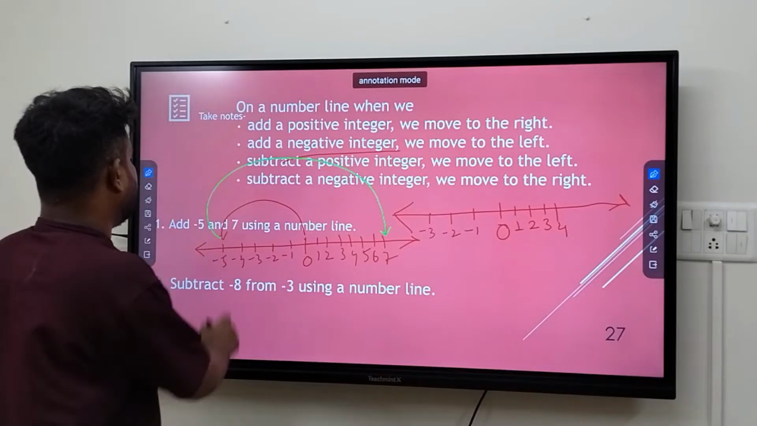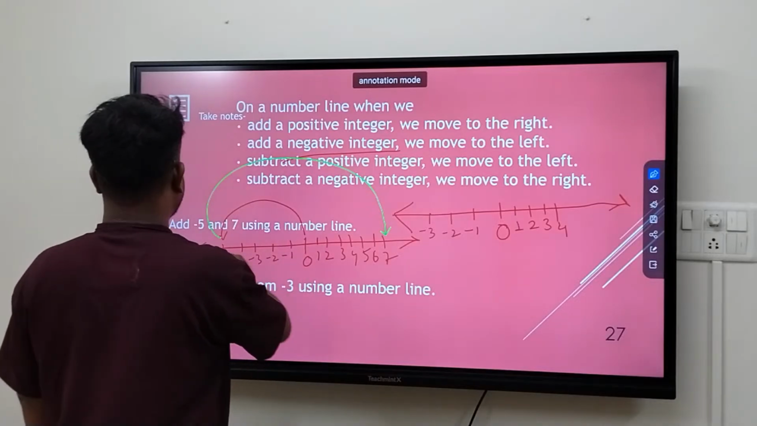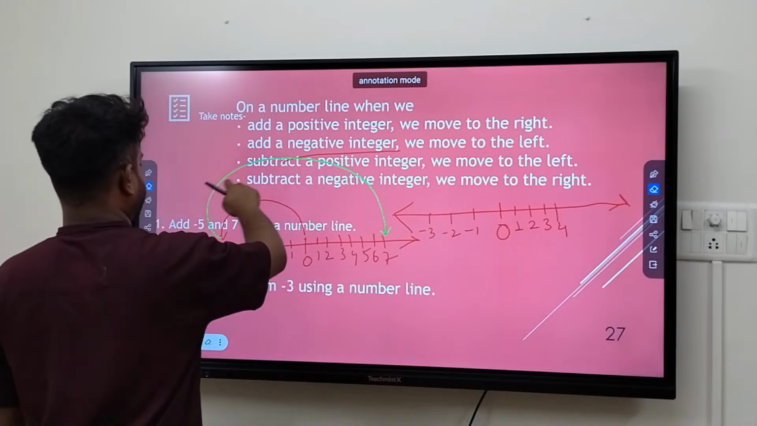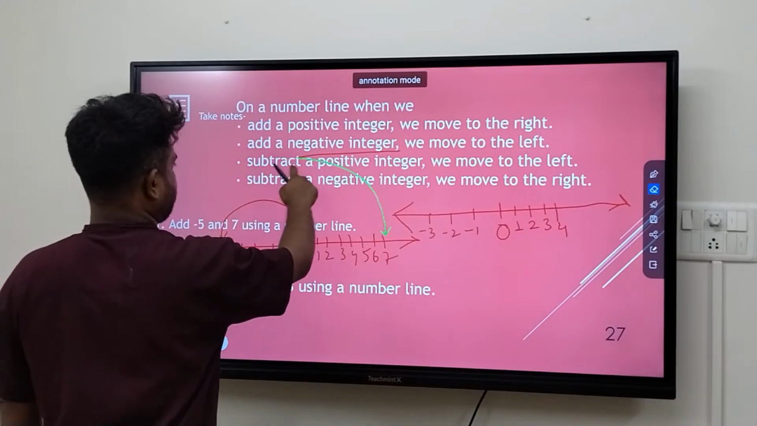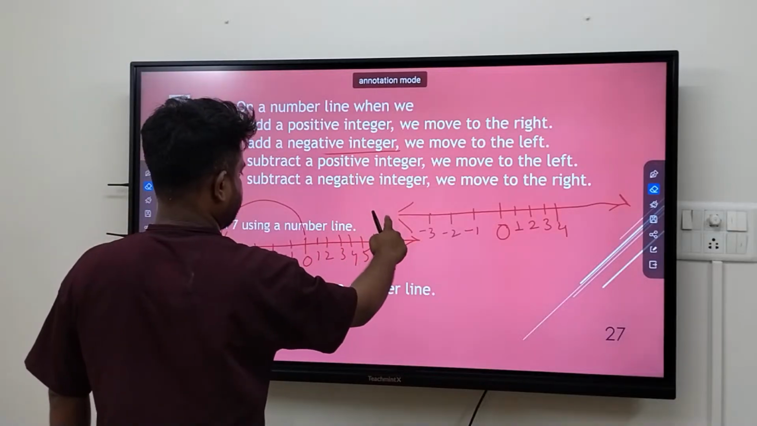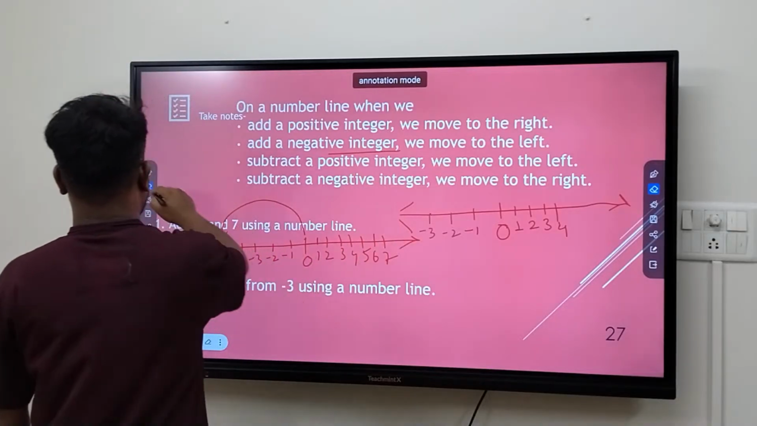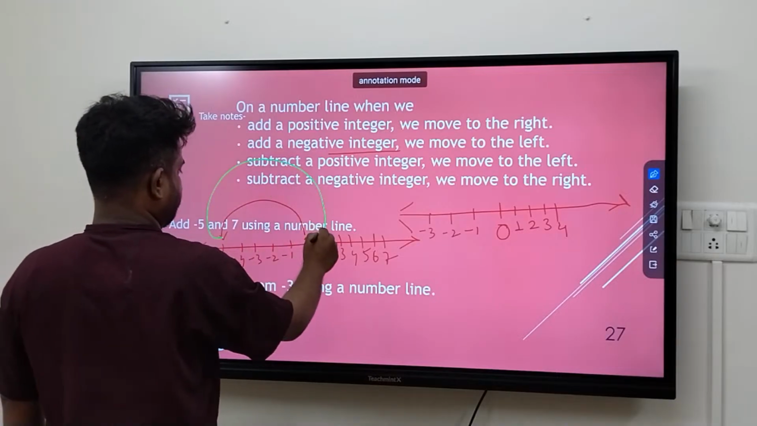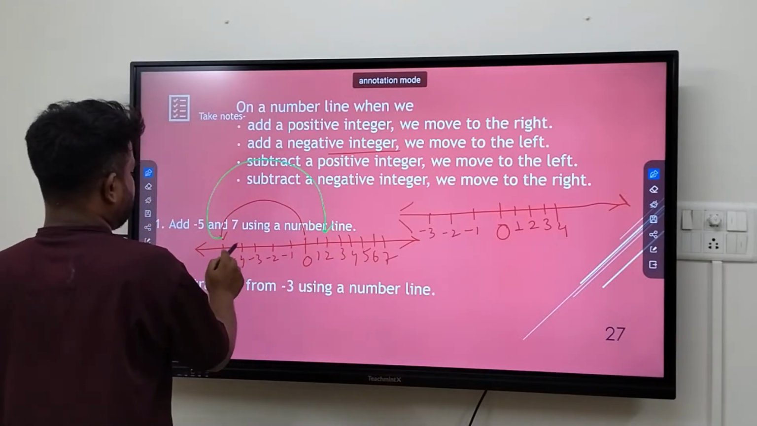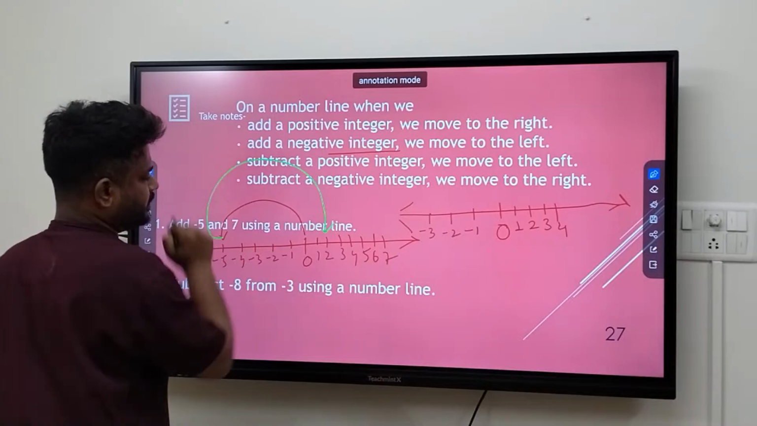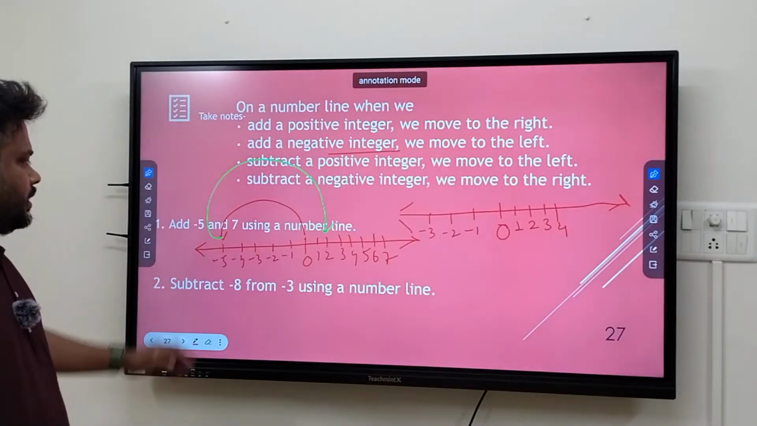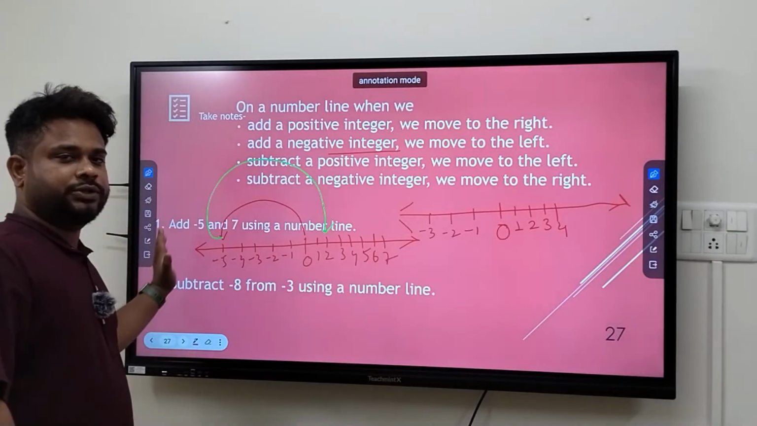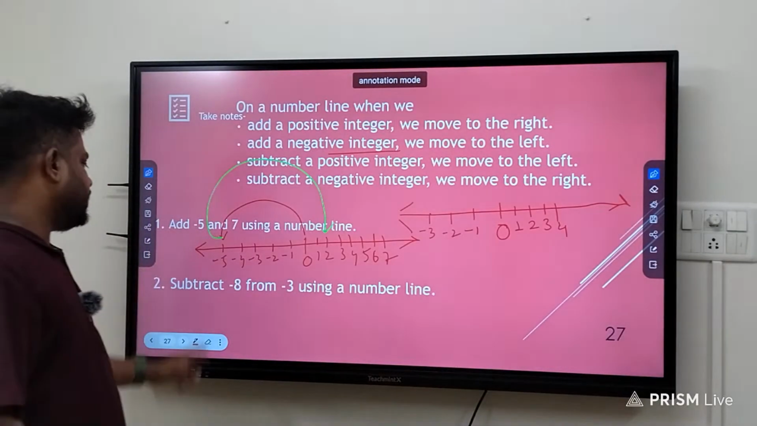Oh no, sorry. Minus 5 and adding 7 means going one, 2, 3, 4, 5, 6, 7. Okay. So using the number line we can solve the question like this. Tell me the next one.